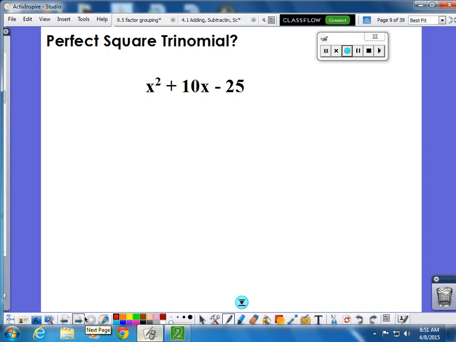Is this a perfect square trinomial? What's staring right at you to tell you no? This negative right here? No. Well, I would, but it's on the video, okay? So we would try trial and error. It would not work. So we would call this one prime, and again, we'll go to the quadratic formula.